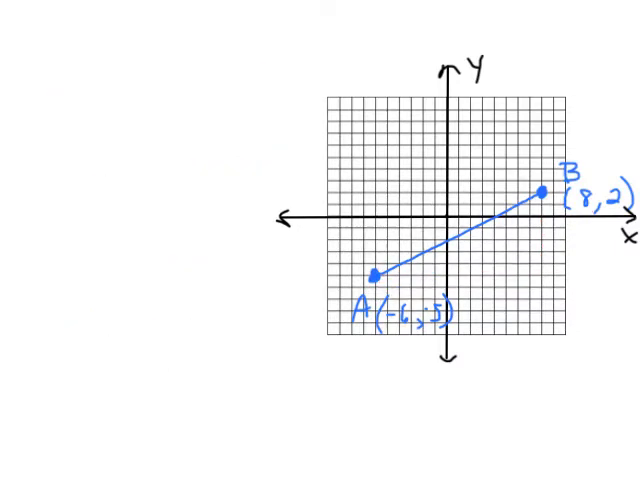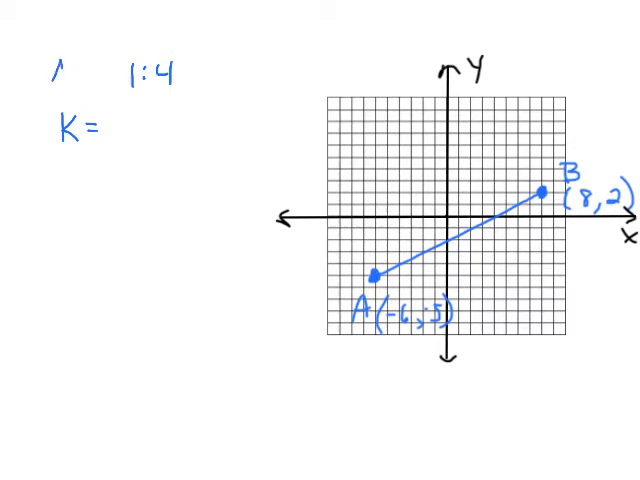Finally, we're going to talk about partitioning a line segment. We do this when the instructions say divide a line segment into a ratio. So let's say our ratio is 1 to 4. What you have to do first is find your scale factor. Your scale factor, and again, the order is important as well.